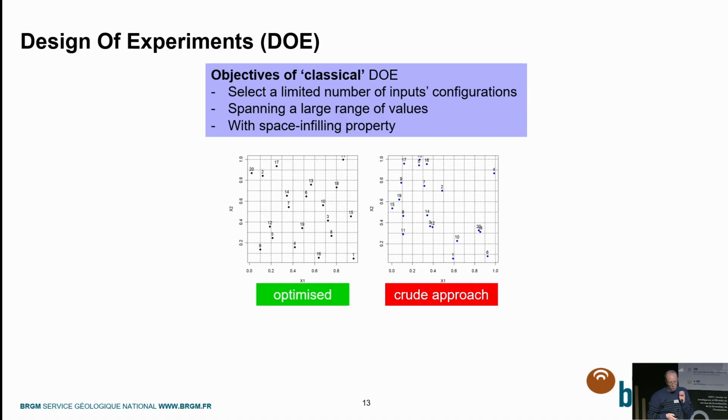Generically speaking, what we expect from a classical design of experiment is to select a limited number of input configurations, let's say 100. We try to span a large range of values, and we try to have the space-filling property. This is illustrated with this toy example. On the right, you have a crude approach where we randomly select in the input domain the configurations that will be used for the numerical simulation. And on the left, you have an optimized way to select those configurations. We try to have this space-filling property, as you can see.